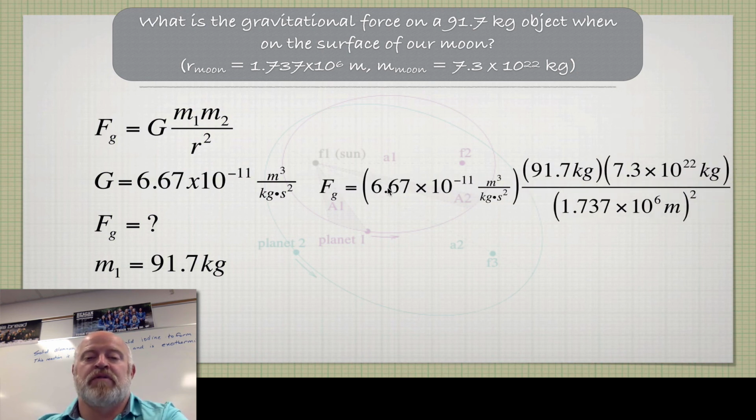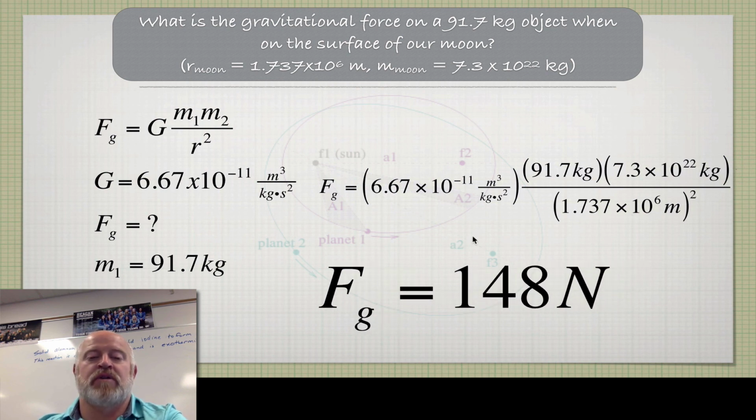We have big G, the mass of our object. We have the mass of the moon. We have the radius of the moon squared. Plugging that stuff in, and we end up with a force of gravity of 148 newtons. Okay, this is a force. Gravity is a force. So just like all forces, it is measured in newtons.